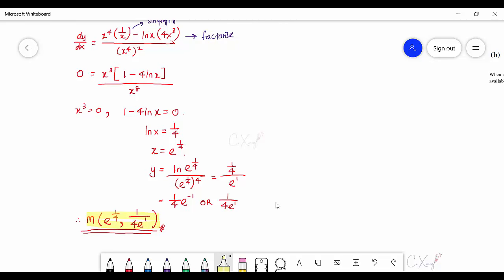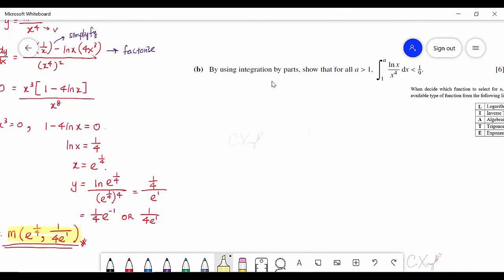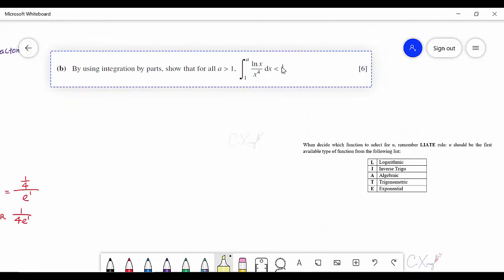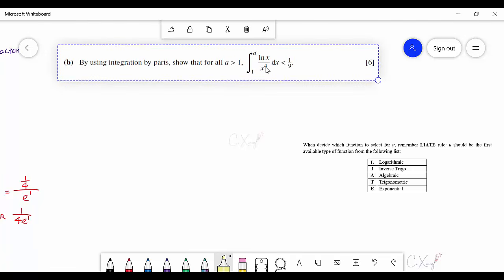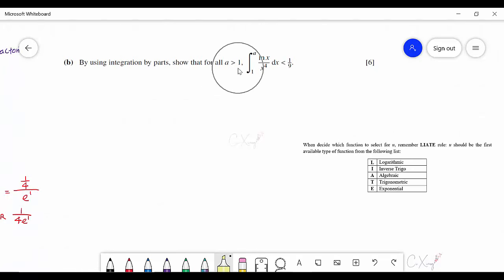Alright, now we proceed to part number B. They are asking us to use integration by parts to show that for all values of a greater than 1, the integration of this expression will be smaller than 1 over 9. For this part, it is not related to part A. Here they already tell you to use integration by parts to show that the integration of this will be smaller than 1 over 9.